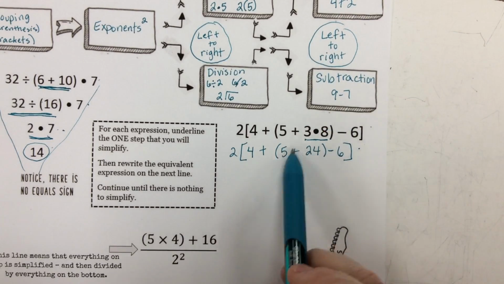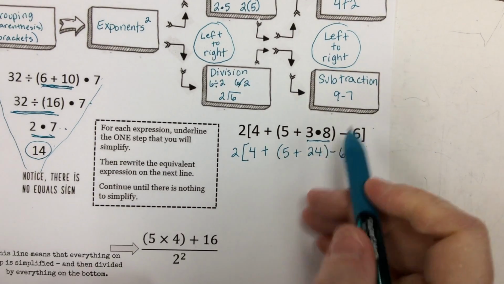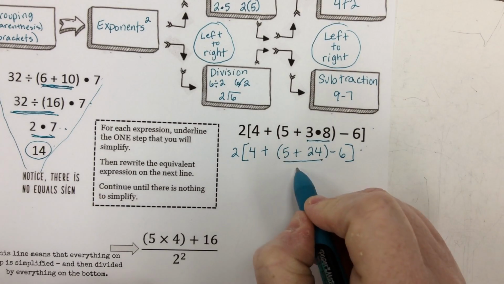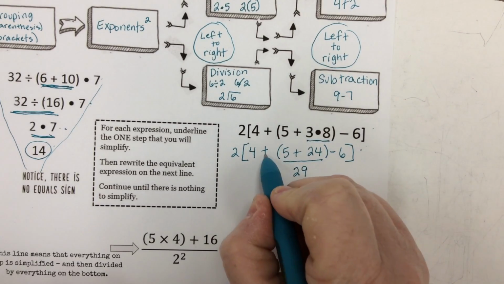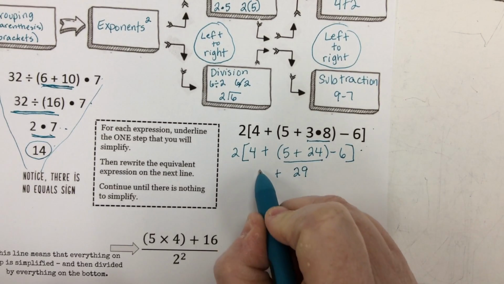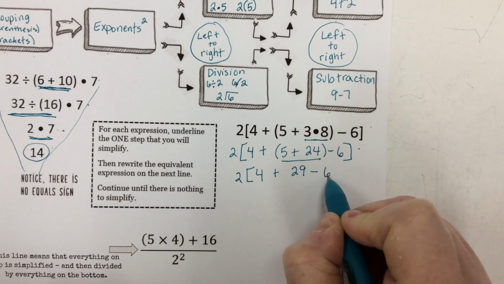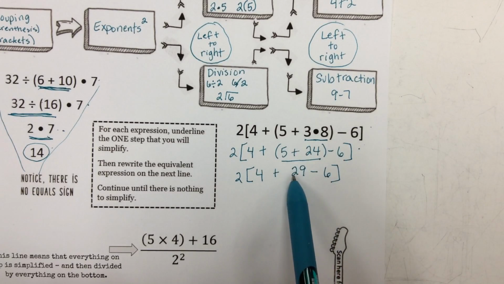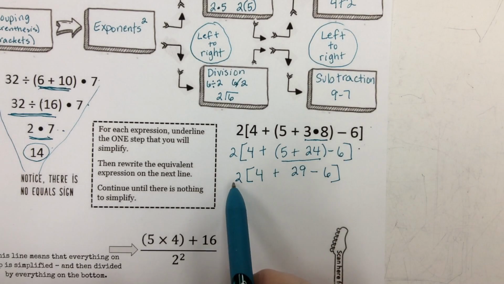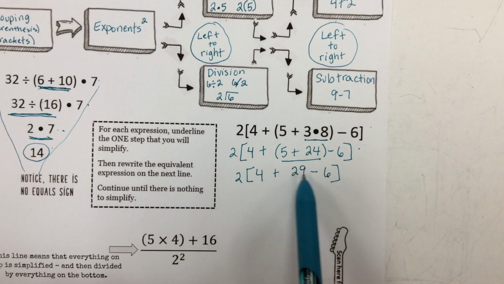Now I still see parentheses, and they're inside these brackets, so I have to work from the inside out when I have multiple groupings. So 5 plus 24 is 29. That's the only thing that changed in this whole problem, so I'm going to bring everything else down just like that. The plus sign goes here, the 4 goes right there, my bracket and my 2, my minus and my 6. Right here, it doesn't matter anymore if I drop those parentheses because there's nothing left in them. So I have 2 times the answer to all of this, 4 plus 29 minus 6.